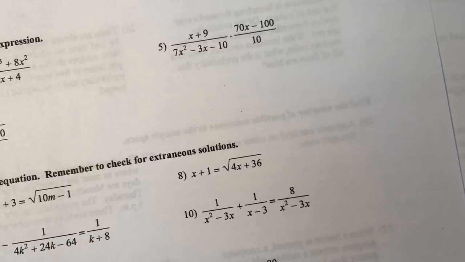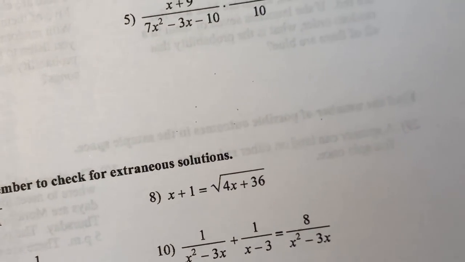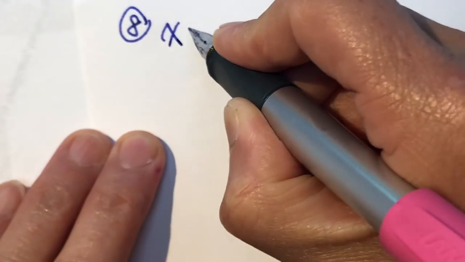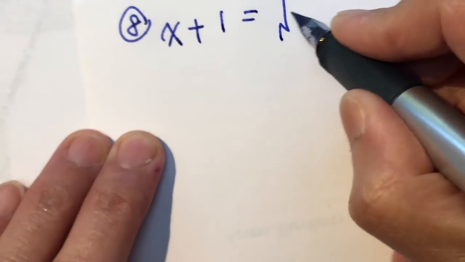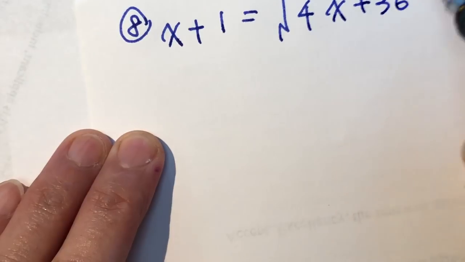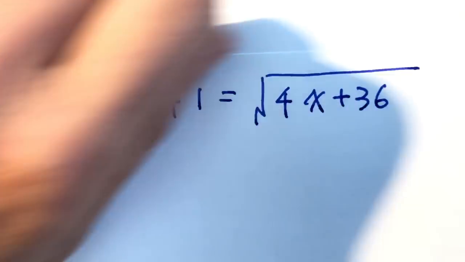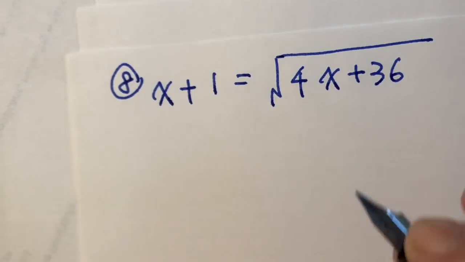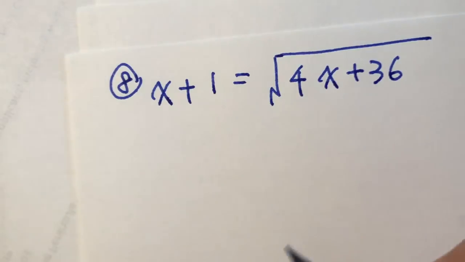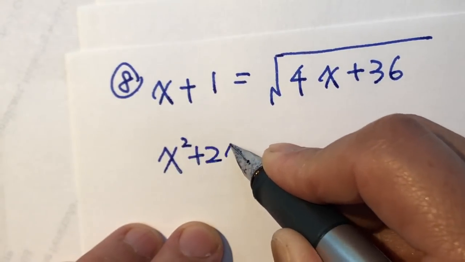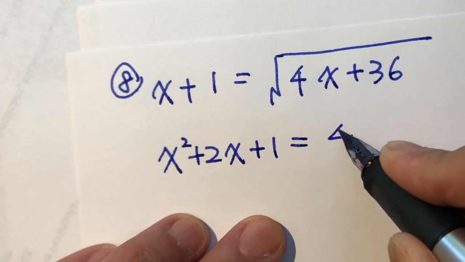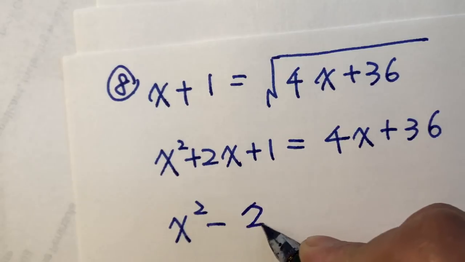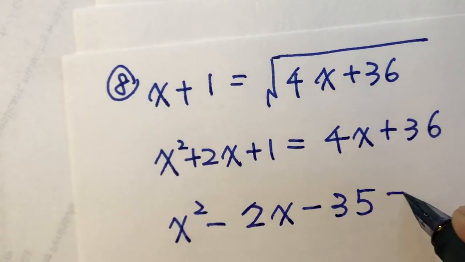Okay. Let's take a look at question number 8. x plus 1 equals square root of 4x plus 36. The number one thing you want to do is get rid of this square root. When you see a root, you have to really take out the root. So we square both sides: x squared plus 2x plus 1 equals 4x plus 36. Move this over: x squared minus 2x minus 35 equals 0.